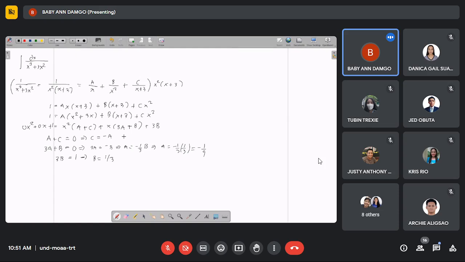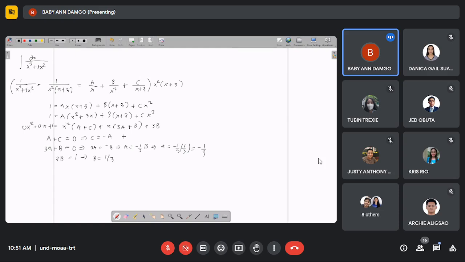Okay, so the integration of dx over x squared, so this can be written as x to the negative 2 dx. So apply the power rule for integration. We have x to the power of negative 2 plus 1 over negative 2 plus 1 plus c. So this is x to the negative 1 over negative 1. So we have negative 1 over x.